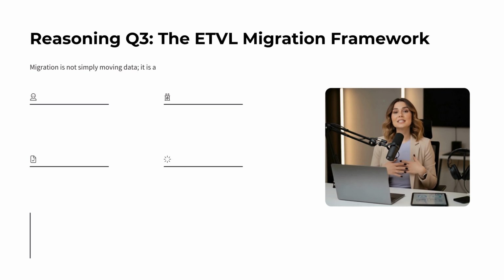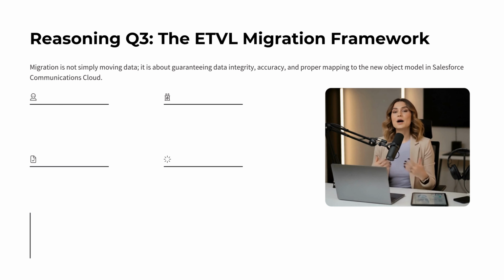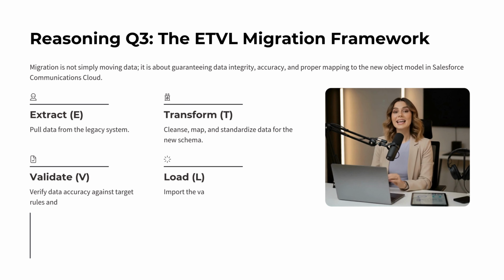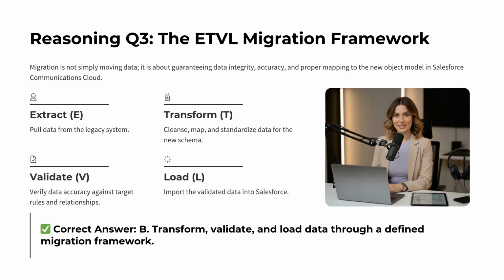Reasoning. Migration isn't just data movement. It's about data integrity. A structured framework, extract, transform, validate, load, ETVL, ensures clean, accurate, and mapped data. Correct answer. B. Always use a migration framework with validations and mapping. Exam tip. CertsHero's AP-203 simulator includes multiple data migration scenarios that test this exact framework.